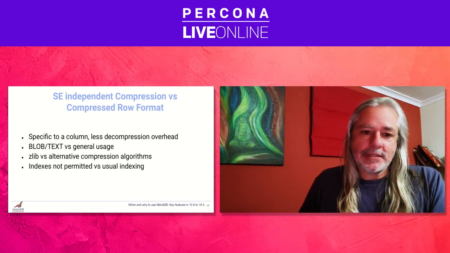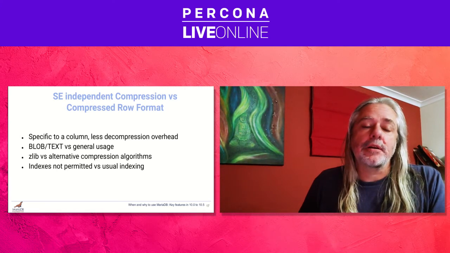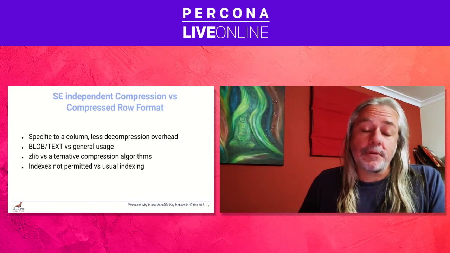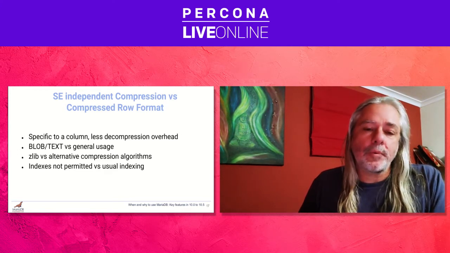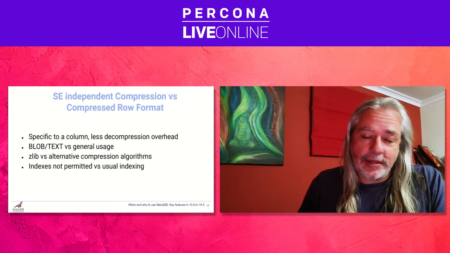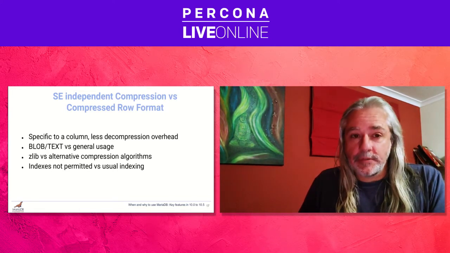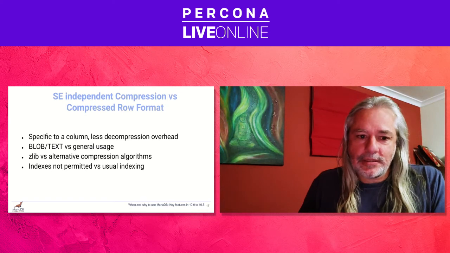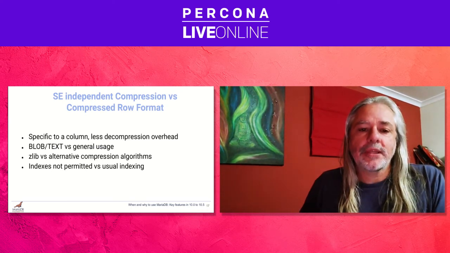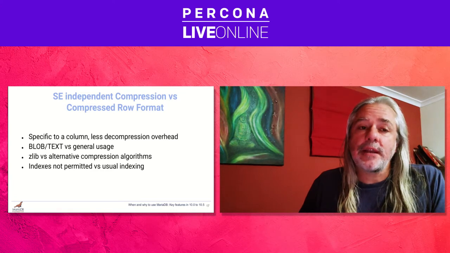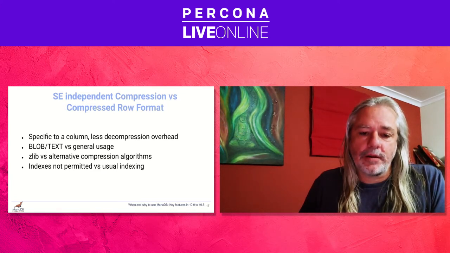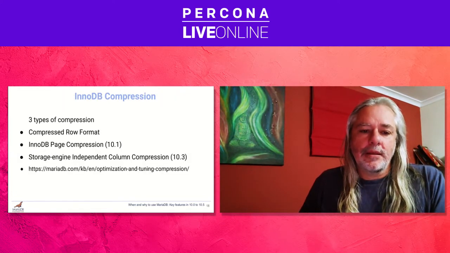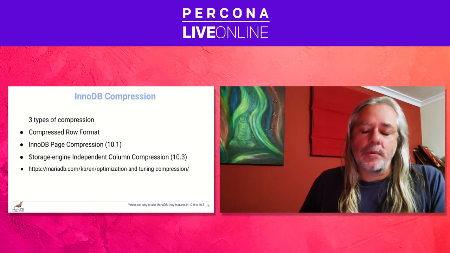A couple of other minor differences is that storage engine independent compression only has the zlib compression algorithm available, while compressed row format has alternatives. There is some work going towards simplifying and reducing perhaps the number of compression algorithms available, because having too much choice isn't that useful if there's no use case for them, but that's ongoing work at the moment. Storage engine independent compression also doesn't allow indexes on your compressed field, where compressed row format does allow the usual indexes. So those are the three types, and there's your knowledge base link if you want to read a little bit more about them.